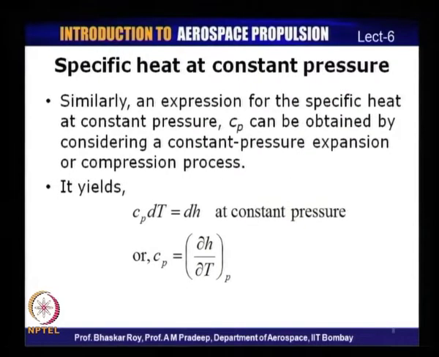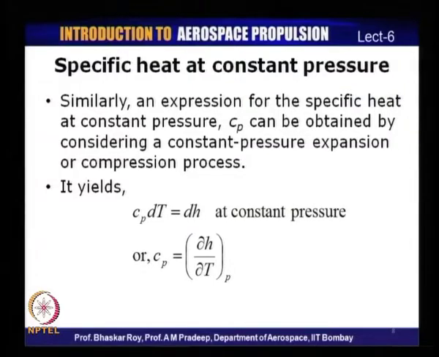Now, the other property which I had mentioned, specific heat at constant pressure, can also be derived in a very similar fashion. For deriving C P, we would be considering a constant pressure process. It could be either an expansion process or a compression process. If we do a similar exercise as we did for C V, then we get C P d T is equal to d h, or C P is equal to del h by del T at constant P. Again, as you can see here, specific heat at constant pressure is a function of two properties of a system, that is enthalpy and temperature, defined at constant pressure.